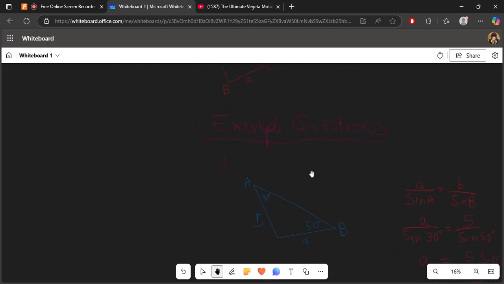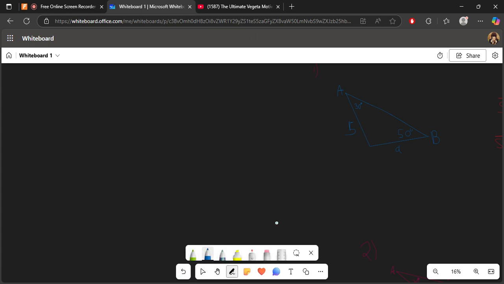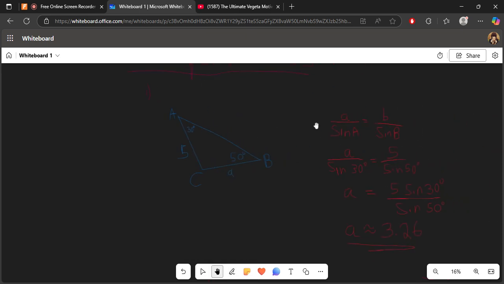So, here are some example questions to get the day started and the concept in your head. Say we have this triangle ABC. And this is 30 degrees, this is 50 degrees, this is 5, and this is an unknown side A. And you want to find A. So, if you're going to find A, you simply apply the sine rule.